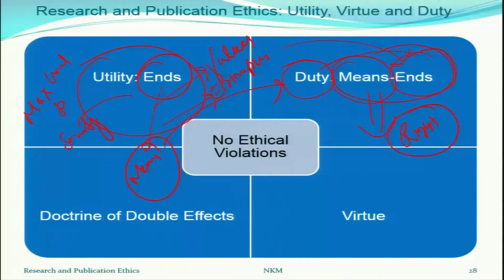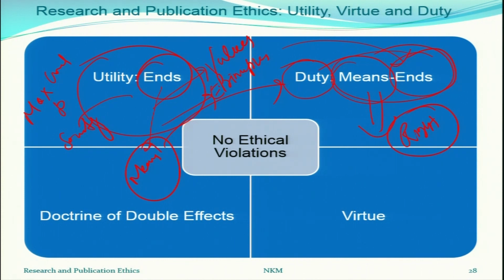Our ends should be right and our means should be right. Of course we must value the results, we must value the utility of the research, but now we have realized through these case studies, when we go through the history of research, how people and researchers have manipulated the means, and how those manipulations of means have affected the ends also.